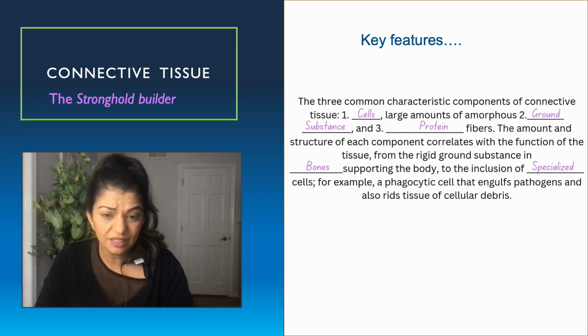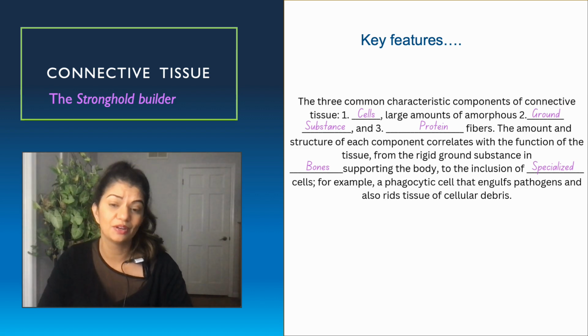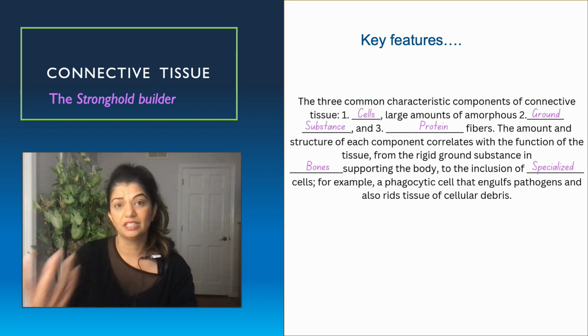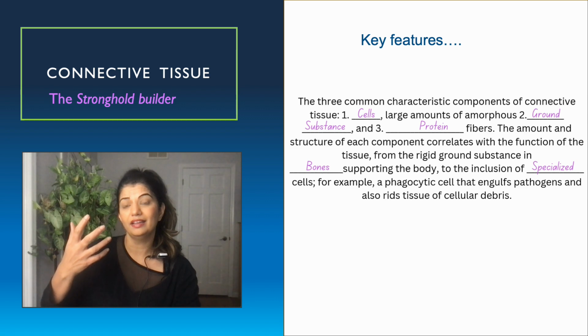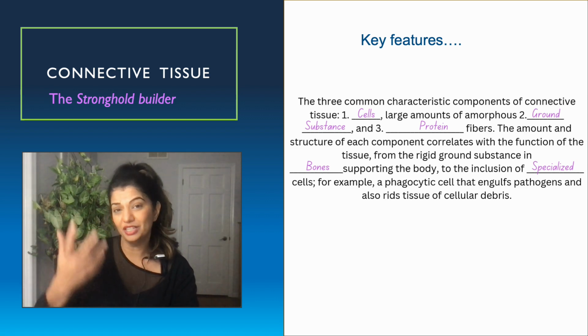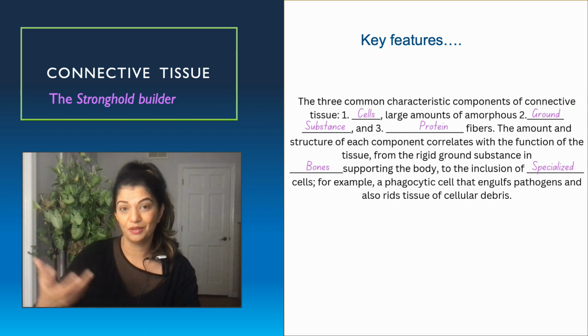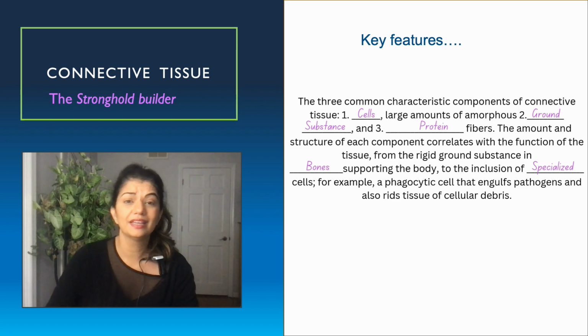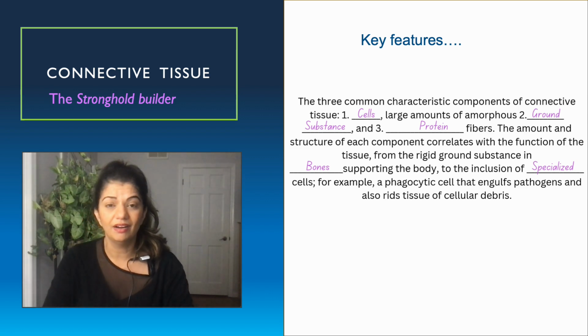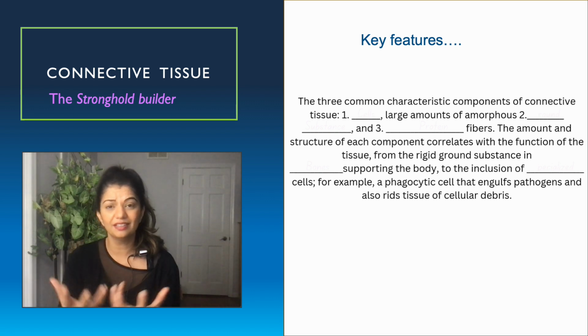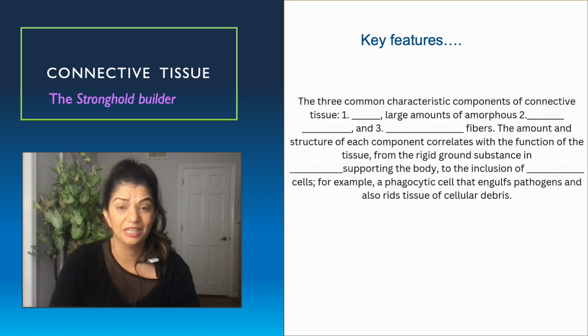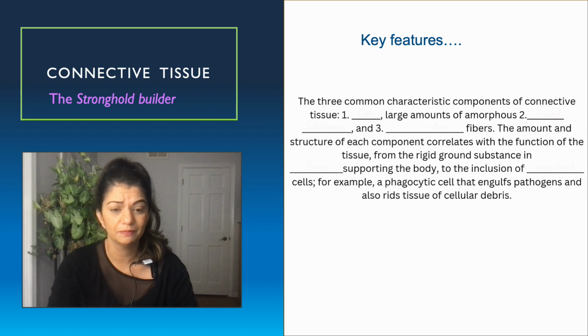Now, the amount and structure of each component correlates to the function of the tissue. So if it's bone, it's going to have more rigid ground substance, right, as opposed to another area. Also, there are specialized cells that are in connective tissue, like phagocytic cells. So you could see that the extracellular matrix really gives you a lot of information about connective tissue.